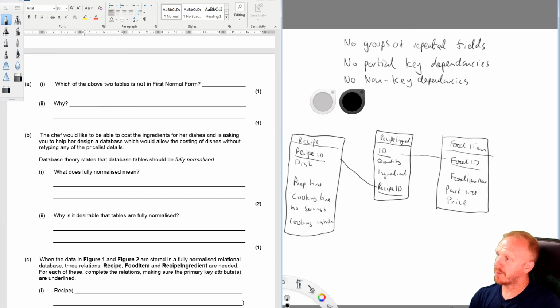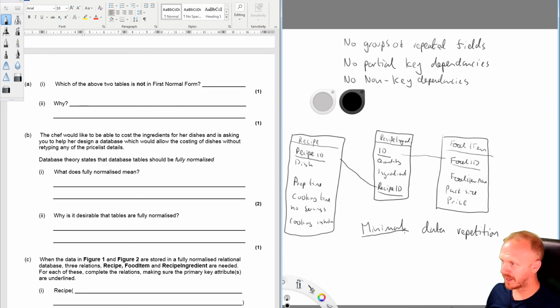Why is it desirable to have tables that are fully normalized? Well, there's just 2 definitions for that you've just got to remember. The first one is it means there is minimal data repetition. And importantly there is the word minimal. You will not get the mark if you say there is no data repetition, because the foreign keys are repeated.